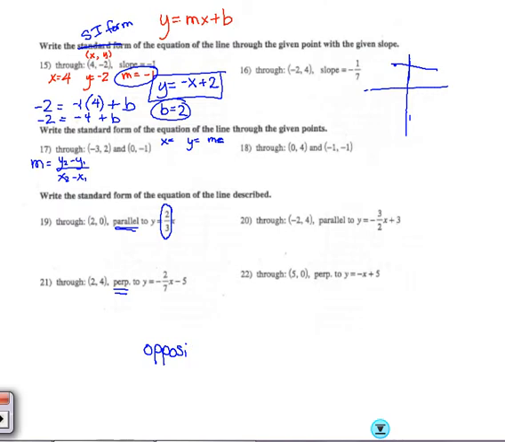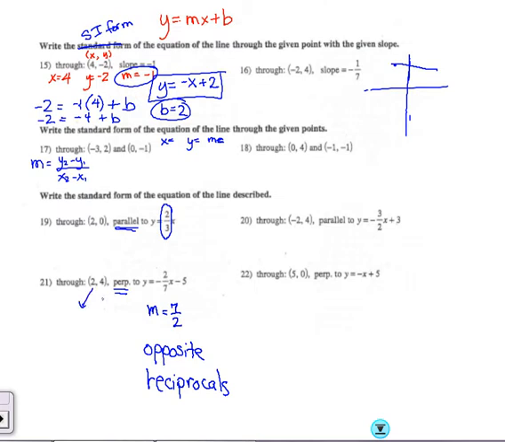Hold on one sec. Okay, so our opposite reciprocals. So what that means is if it's negative, it's going to become positive. So now our slope of the line perpendicular to this line is going to be the opposite. If it's negative, my perpendicular slope is positive. And 2/7, the reciprocal of 2/7 is 7/2. So my slope is 7/2.